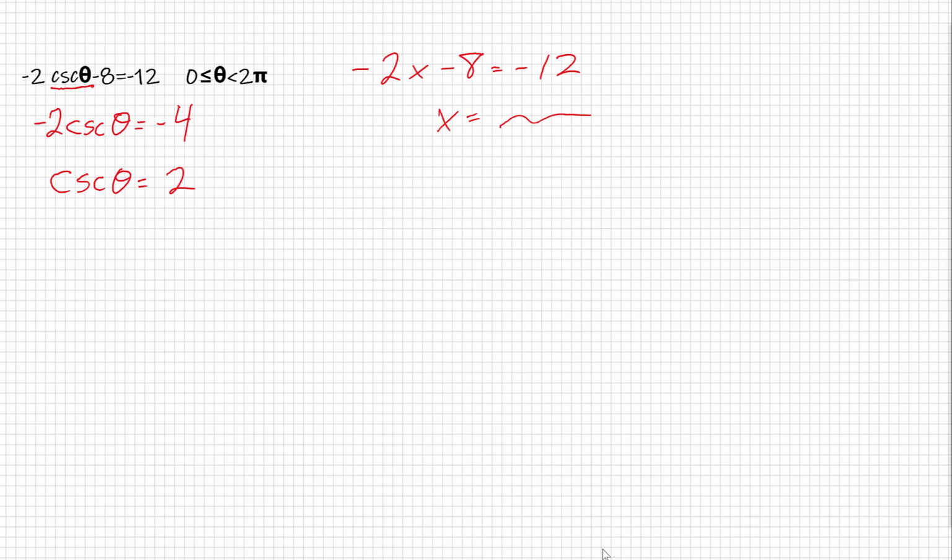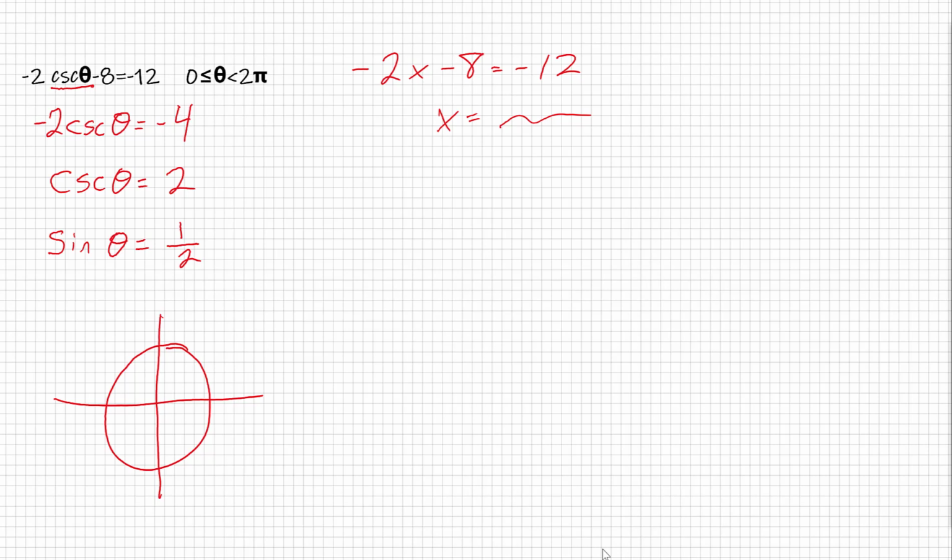Well, we know that cosecant theta is the reciprocal of sine. So if cosecant is 2, then that would mean sine theta, which is the reciprocal of cosecant, would be the reciprocal of 2, or 1/2. So it gives us sine theta is 1/2. Now we can go from here, look at our unit circle.